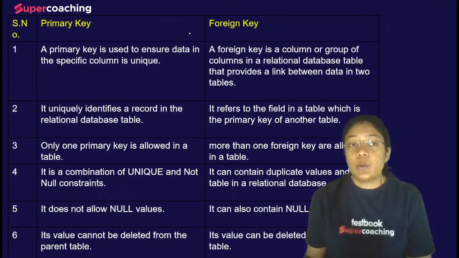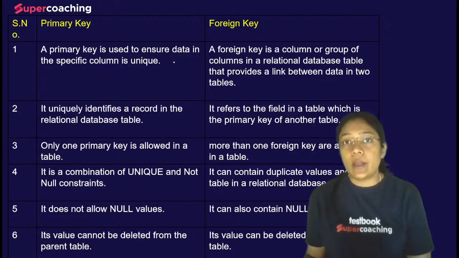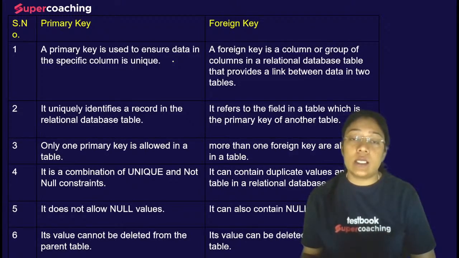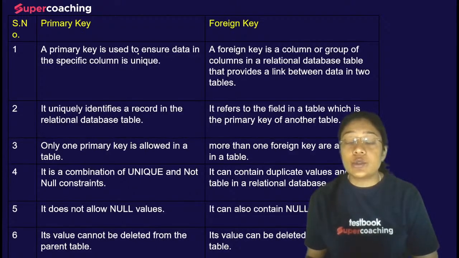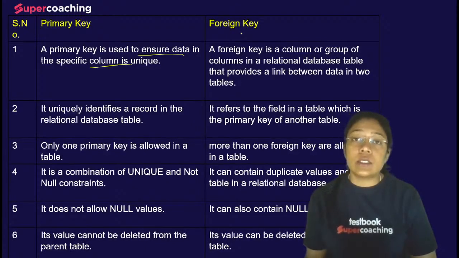Finally, the difference between the primary key and the foreign key, we know that primary key is always unique and not null, whereas the foreign key may or may not be unique and it may also contain the null value. Primary key is used to ensure data in the specific column is unique. हमेशा uniqueness ensure करता है, but foreign key does not ensure it. It just refers to the value of some other relation.